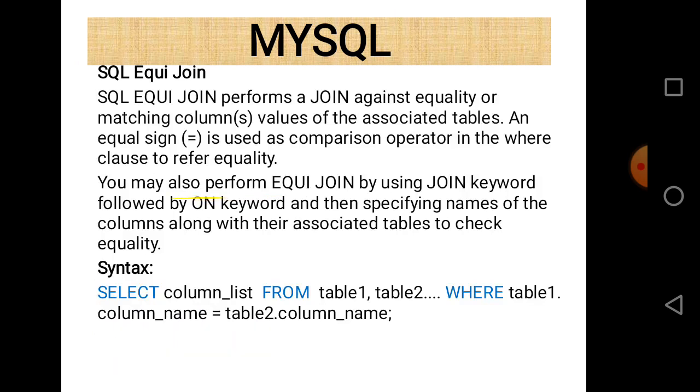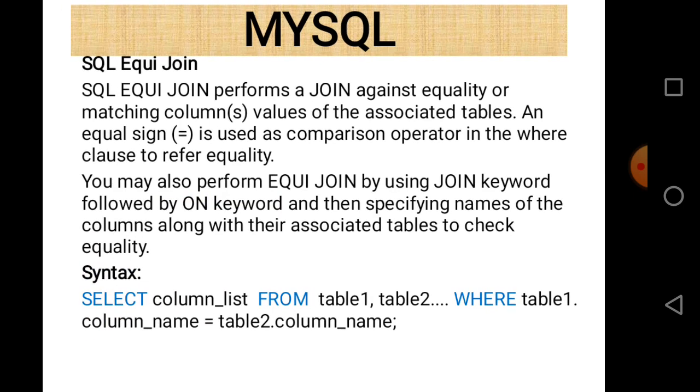Next is equi join. This is very important and asked so many times in examinations, CBSE examinations especially, that define equi join or non-equi join. As far as the concept is concerned, one thing should be remembered, that equi join is related to the equal operator. It should be remembered by all of you that equi join is related to the equal operator. Then you can write in the exam in very less time, and can understand this term very easily.